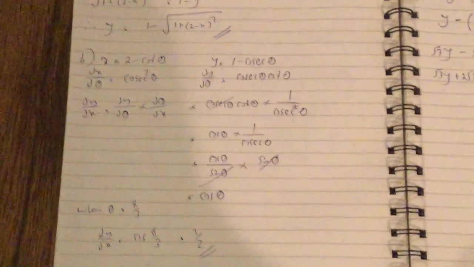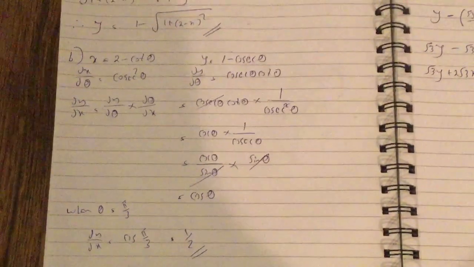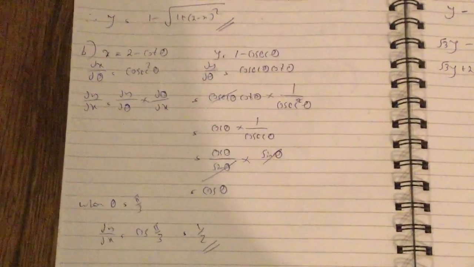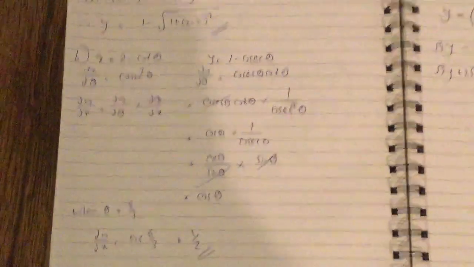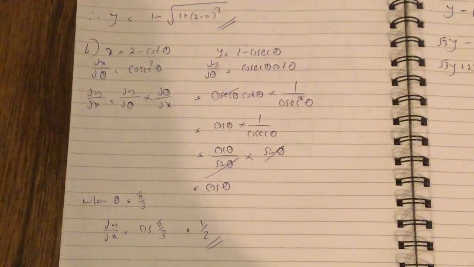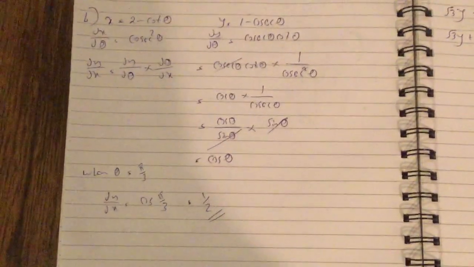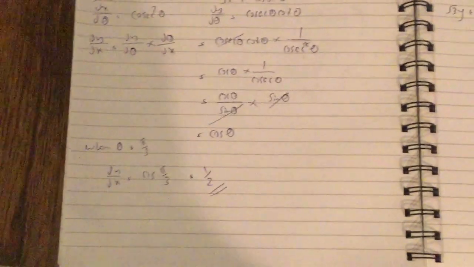Okay, now for part B, x equals 2 minus cot theta, so dx/d theta equals cosec squared theta, dy/d theta equals cosec theta cot theta, and when you simplify it, you get dy/dx equal to cos theta, and when theta equals pi over 3, dy/dx equals cos pi over 3, which is half.